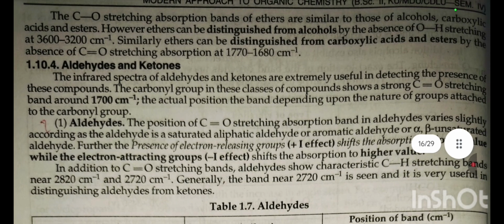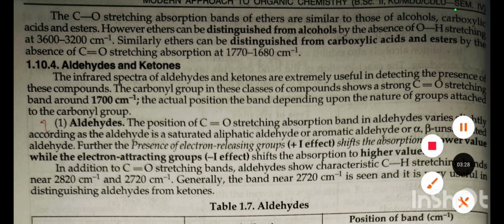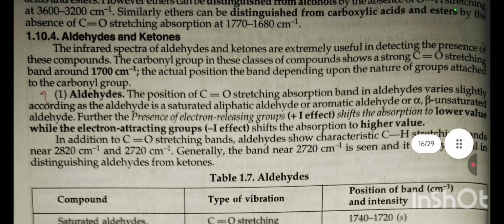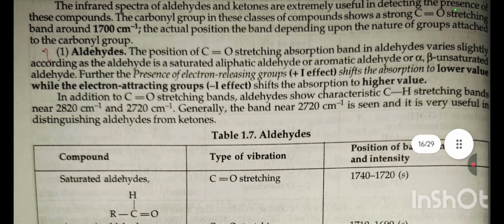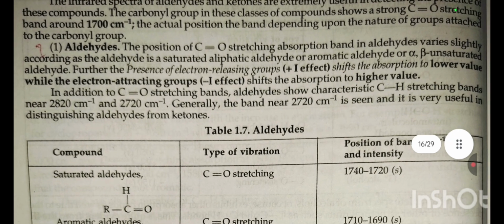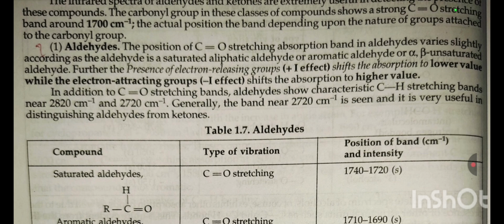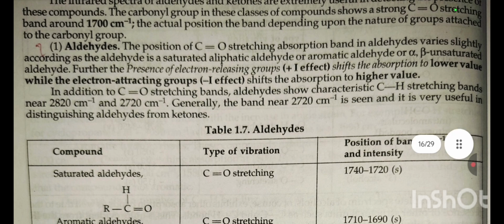Aldehydes and ketones. The infrared spectra of aldehydes and ketones are extremely useful in detecting the presence of these compounds. The carbonyl group in these classes of compounds shows a C=O stretching band around 1700 cm⁻¹, the actual position of the band depending upon the nature of groups attached to the carbonyl group. Aldehydes. The position of the C=O stretching absorption band in aldehydes varies slightly according to the aldehyde: saturated aliphatic aldehyde, aromatic aldehyde, or alpha beta unsaturated aldehyde.